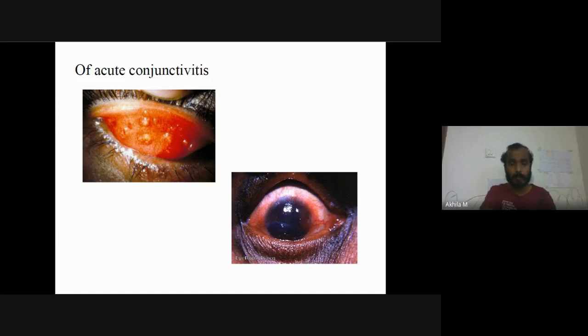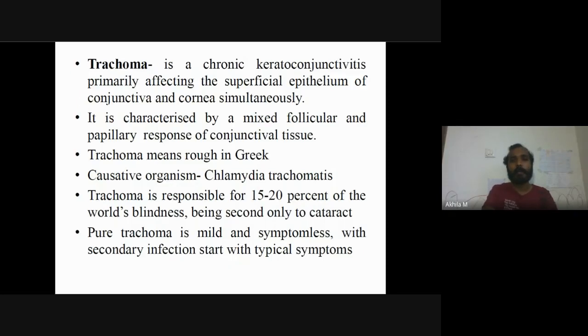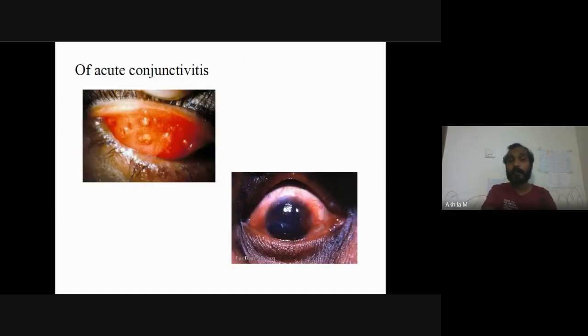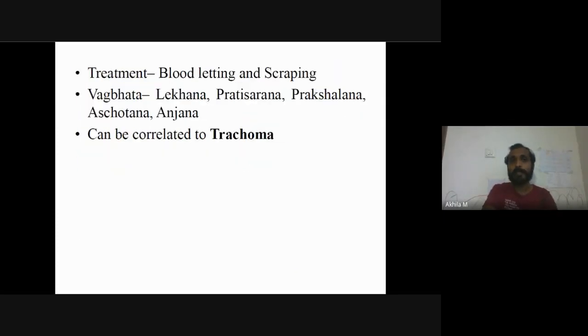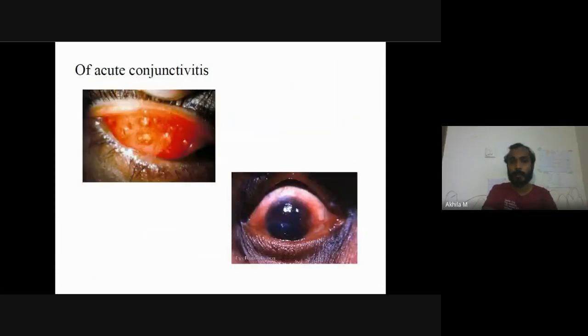When it is affecting the cornea, there arise some corneal erosions and corneal ulcers, and that will cause corneal opacity and that will cause blindness to the patient. There arise some pityagas because of the infection due to Chlamydia trachomatis. There is infection in the palpebral conjunctiva, and according to this condition, we can correlate this pathology with trachoma.